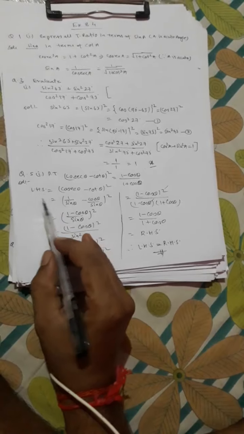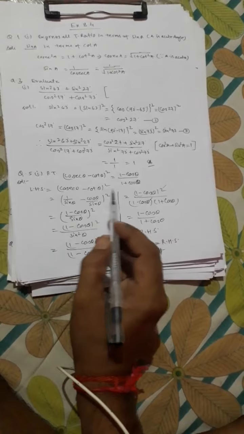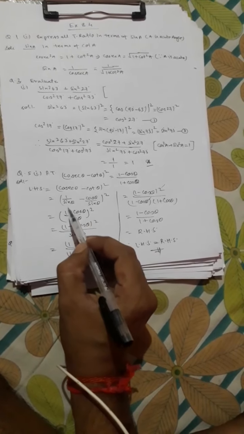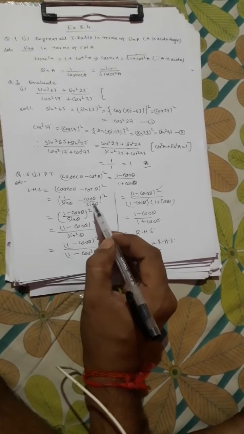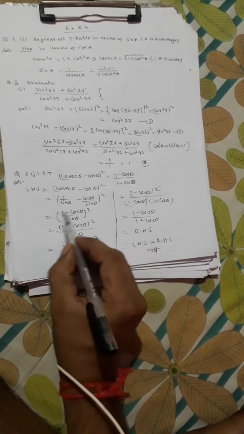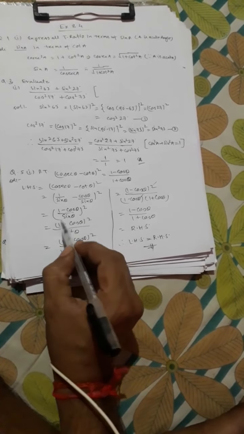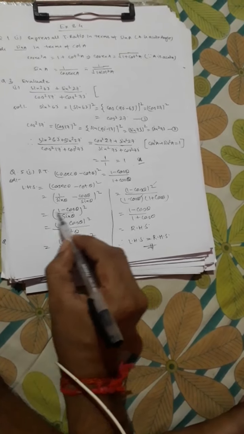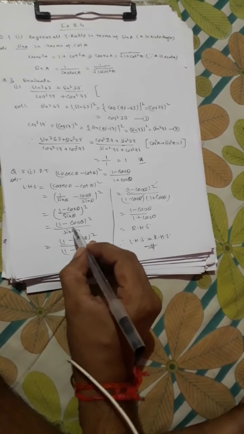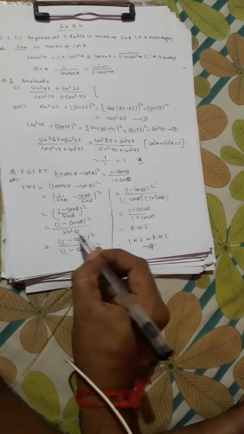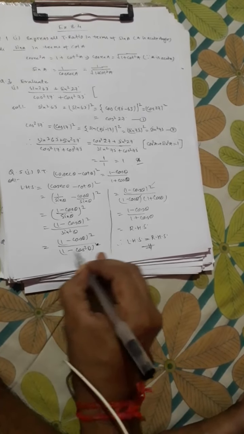Here I am taking the LHS, that is cosec theta minus cot theta whole square. We can write cosec theta equals 1 upon sin theta, and cot theta can be written as cos theta upon sin theta. Now we can take the LCM inside the brackets, sin theta, so it becomes 1 minus cos theta whole square upon sin square theta, and sin square theta can be written as 1 minus cos square theta.